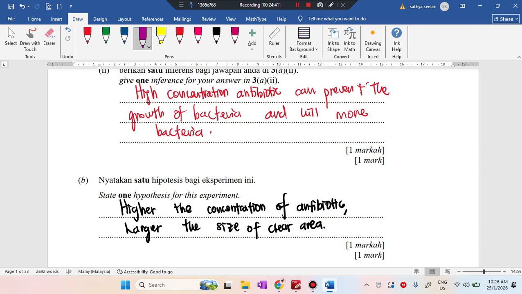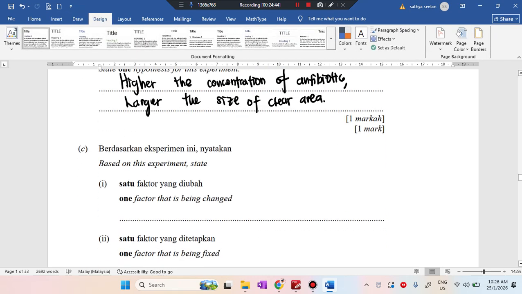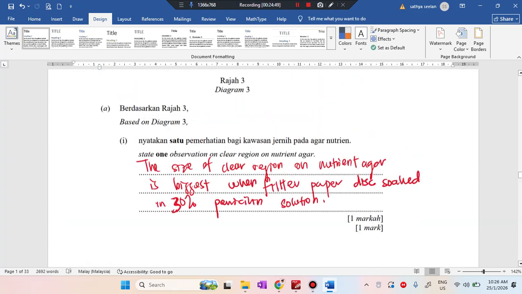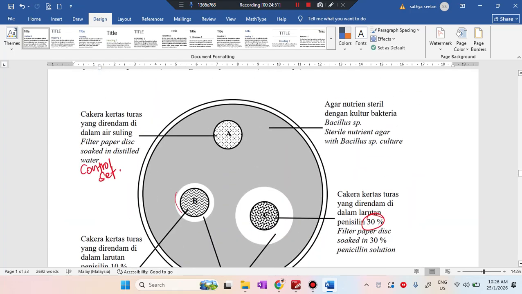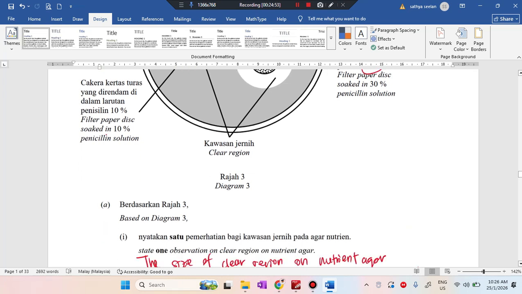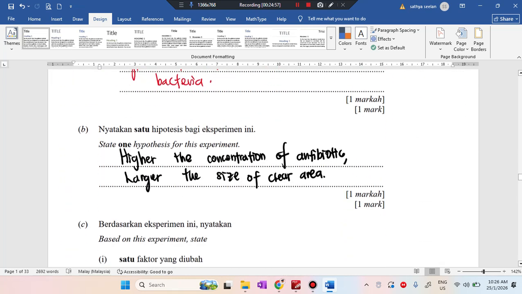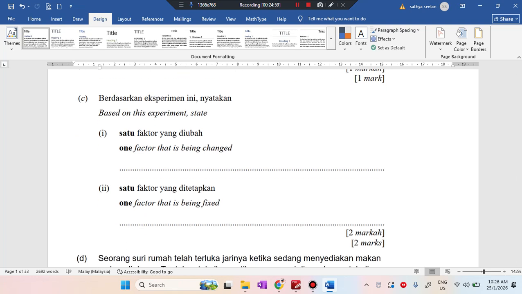Okay. What is the factor that has been changed? What antibiotic? You cannot tell antibiotic only. Concentration of antibiotic. Okay, manipulated variable. Being changed means manipulated variable. So, the concentration of antibiotic.